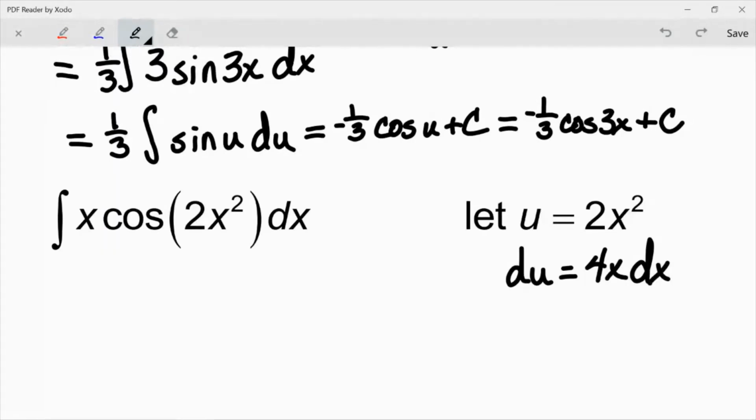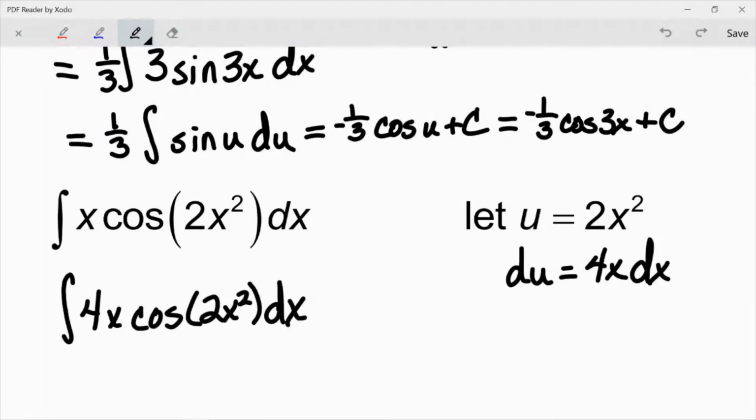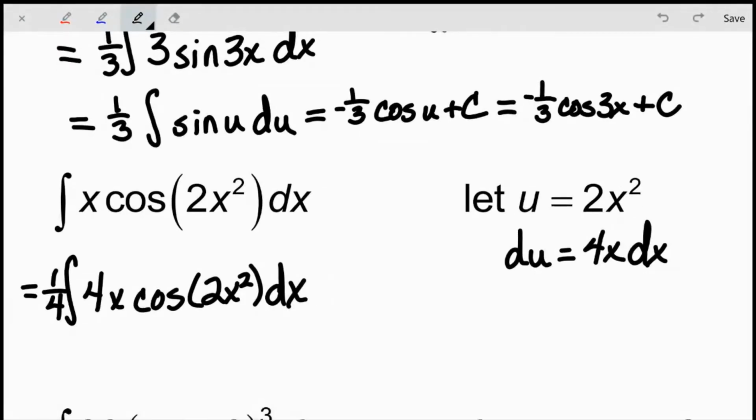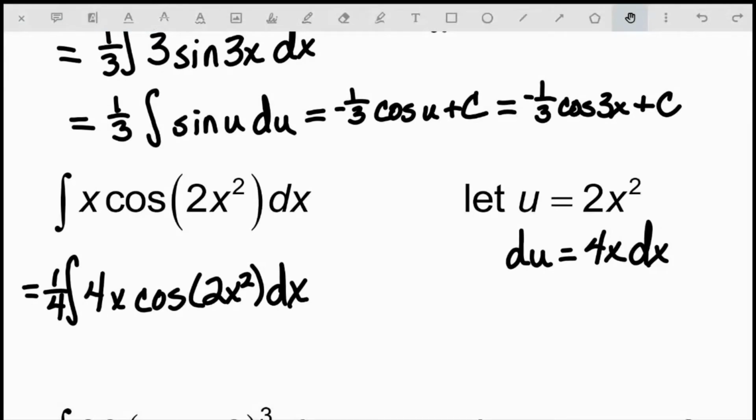So what I'm going to do is rewrite this integral. I'm going to put a 4 inside, 4x cosine 2x squared dx. And then that means I need to put a 1/4 on the outside so that I don't change anything. Now, remember, the whole point of that was I need a 4x dx to show up because that's what I have as part of my substitution. Okay, so once that's been done, now I can go through and start solving this out.